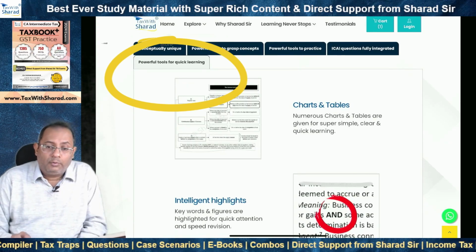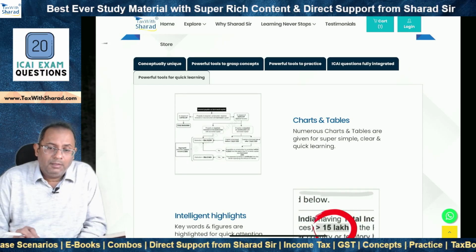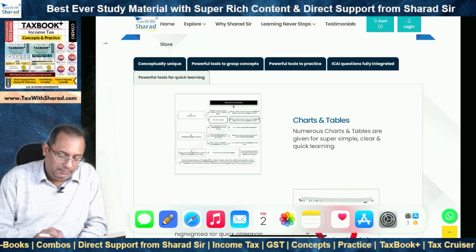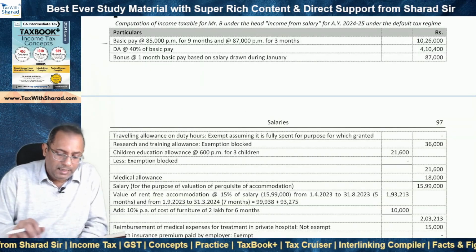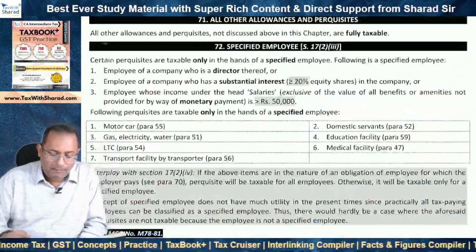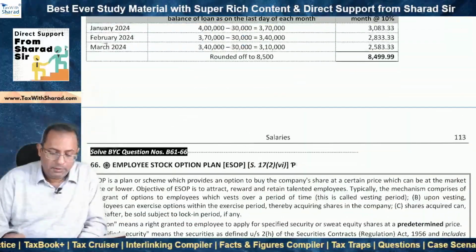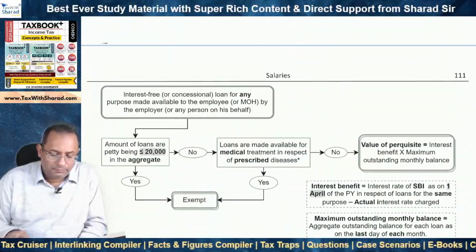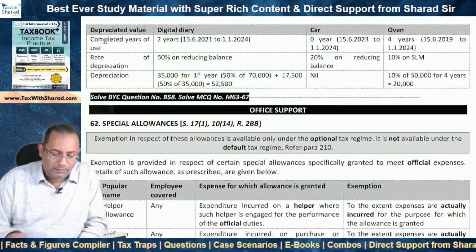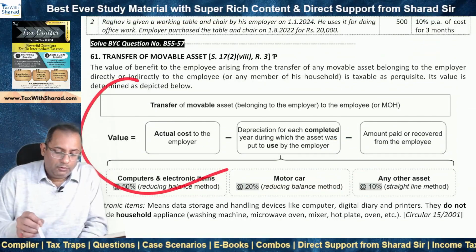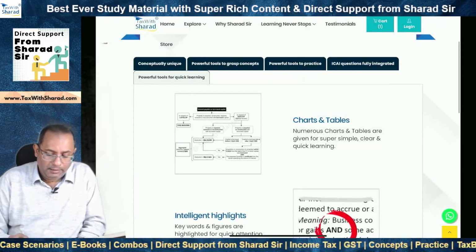Now we come to powerful tools for quick learning. Lots of charts and tables. Numerous charts and tables are given for super simple, clear and quick learning. And it also greatly helps in very quick and effective revision. So if you look at the salary chapter again, you have got these kinds of charts. See, gift voucher, token, what is the treatment, and then you have got this interest-free loan, what is the treatment, and then you have got this F&B treatment, okay, and transfer of movable assets. So across TaxBook Plus, income tax and GST, you will find loads of charts and tables.